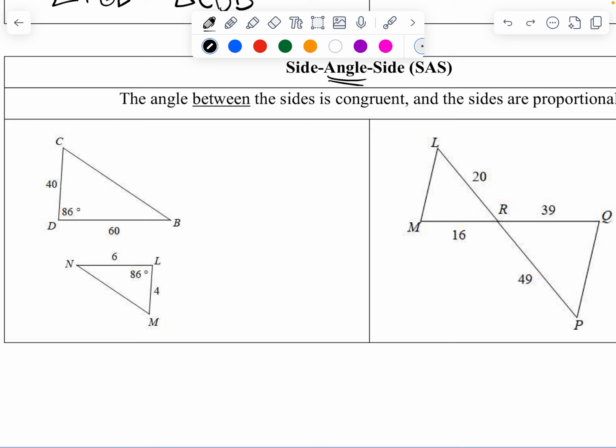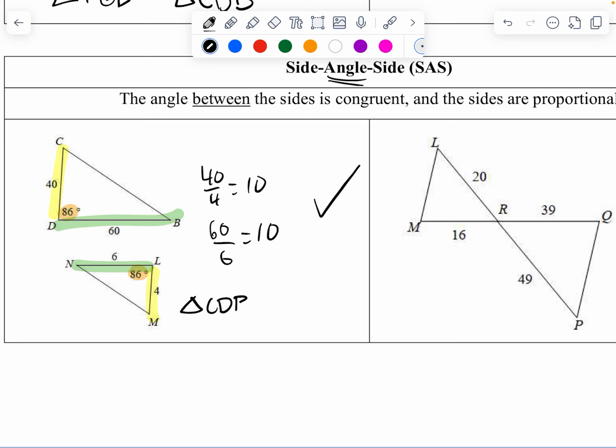And all it works is you say, okay, are the angles the same? Yes. Are the two sides proportional? So we'd say, all right, well, smaller to smaller. 40 divided by 4 is 10, right? Larger to larger, 60 and 6, which also gives us 10. Yes, these are similar triangles. The angle is the same. The sides are proportional. All right, so we could say triangle CDB is similar to triangle MLN. There we go. All right, and there you have it.